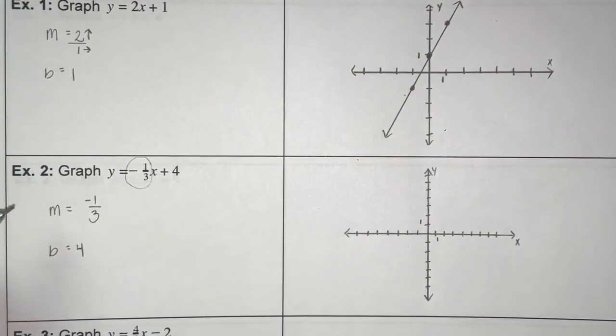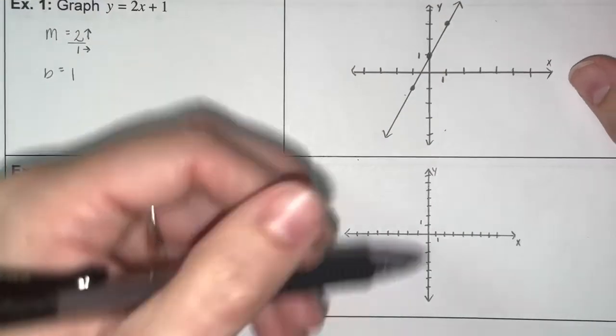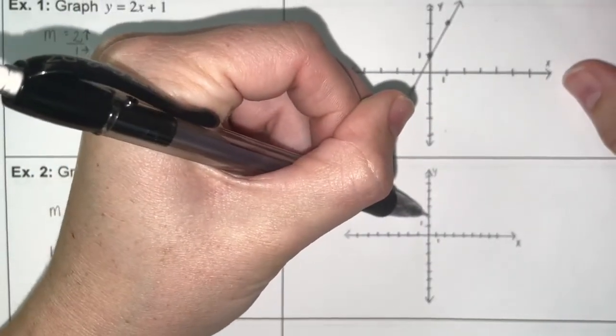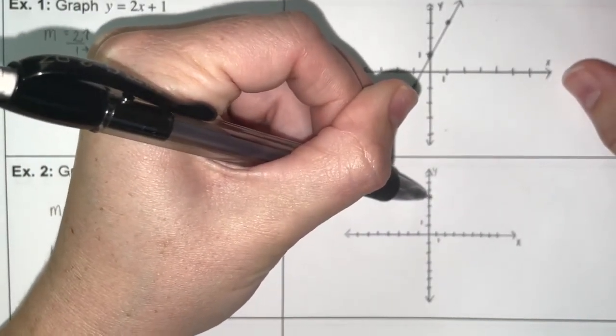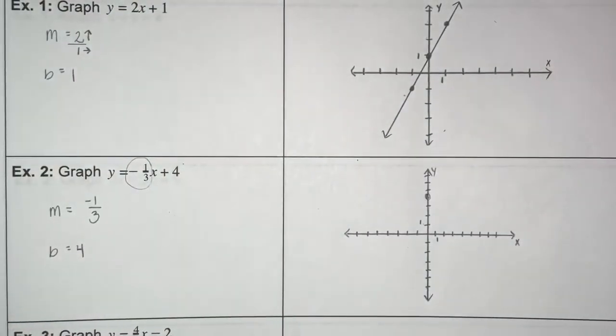And then now we're ready to start graphing. So my slope is negative 1/3, my b is 4, so remember b is where we begin. So we're gonna go to 4 on the y-axis. So 1, 2, 3, 4, and plot a point there.